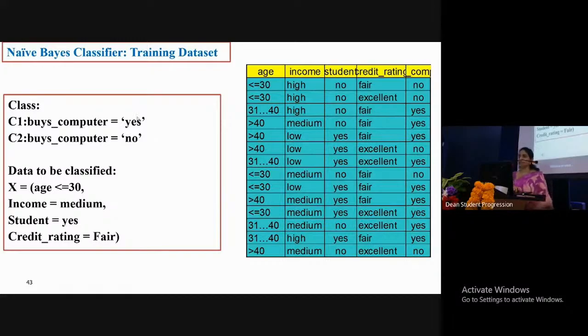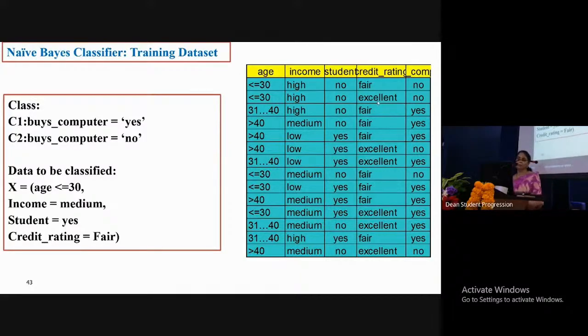Now, if you look at this, I have a total of 14 tuples. If you count, you have 14 samples, and for each one I have different categories. For age, I have less than or equal to 30, 31 to 40, greater than 40. For income, high, low, medium. For student, you have two labels, yes or no. For credit rating, you have fair and excellent, and for buys computer, you have yes or no. So these are the things that you have.